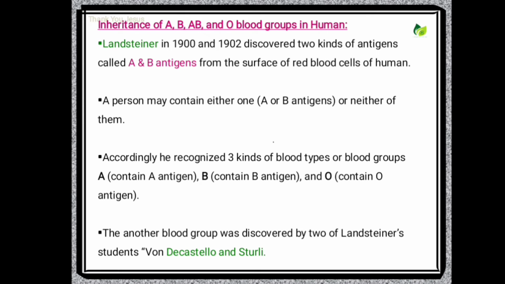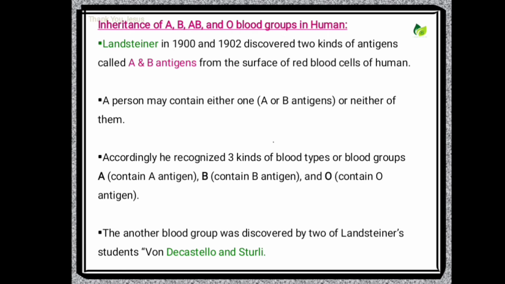Let's see the inheritance of A, B, AB and O blood groups in humans. Landsteiner and Levine, in the years 1900 and 1902, discovered two kinds of antigens, called antigen A and antigen B, on the surface of red blood cells of humans. A person may contain either one of them or neither of them; they may be absent. Accordingly, he recognized three kinds of blood types or blood groups: A blood group contains A antigen, B blood group contains B antigen, and O blood group contains no antigen. That means antigen is absent.